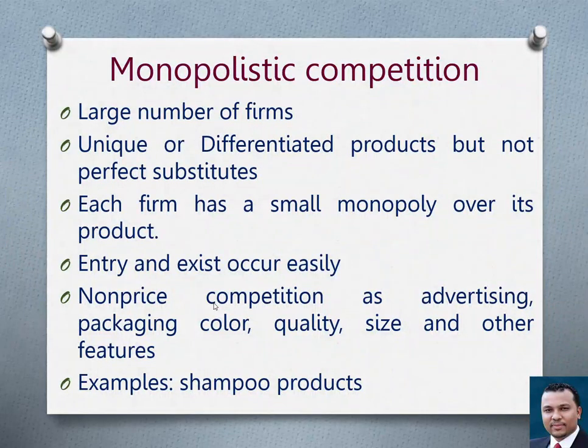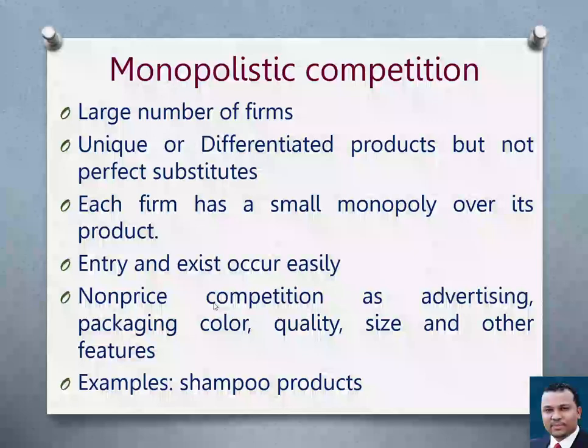Unique or differentiated products, but not substitutes. This is similar to the monopoly. Each firm has a small power, or monopoly power, over its products. So this feature is similar to the case of monopoly. Enter and exit the market easily. This is feature number 4. Enter or exit the market easily, no barriers. So this feature is similar to perfect competition.